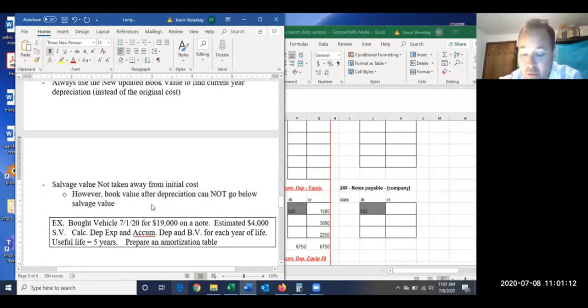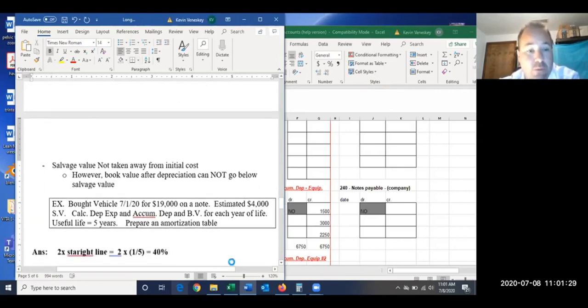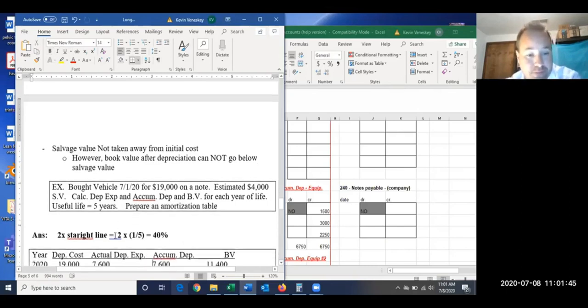All right, so let's look at it here. We're going to do the amortization table because basically you have to when you're doing this method. Same scenario when we bought it. A $19,000 note, 4,000 salvage value. We're going to do double declining. Okay, so first thing we got to do is figure out our percentage. 5-year life, so that's 2 times 1 over 5, so 20%. So we're using 40 then, 2 times.